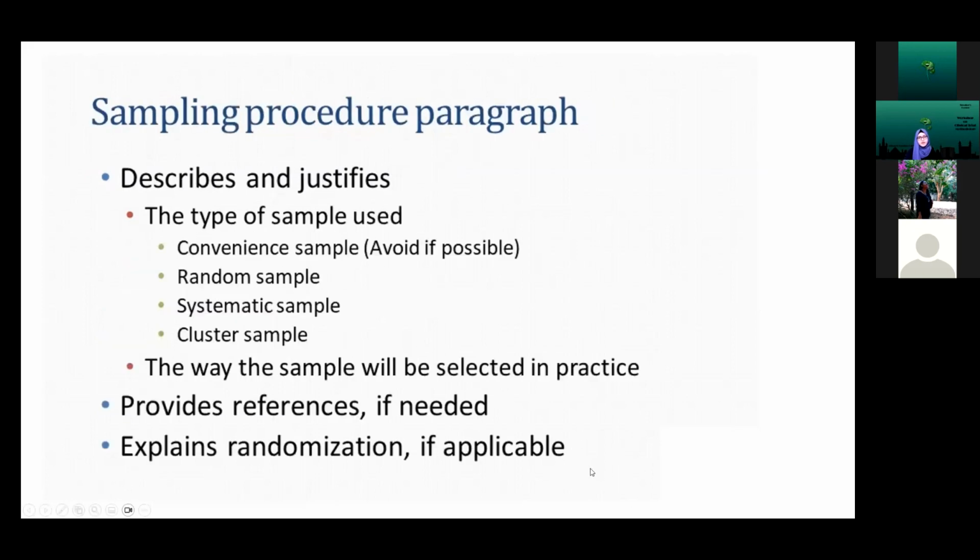Next is the sampling procedure paragraph. So the method of calculation of sample should be mentioned, should be described, and it should justify the type of sample that is used, whether it is a random sample or a non-random sample, systematic sample, cluster sample. We must at all costs avoid taking convenience samples. So the methodology of choosing the sample should be mentioned in your protocol. And references are also needed over here.